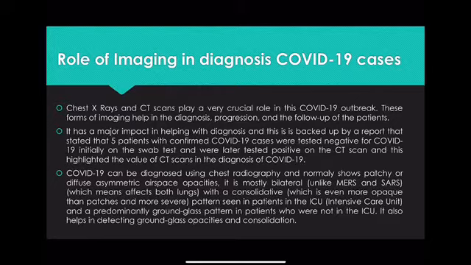and this highlighted the value of CT scans in the diagnosis of COVID 19. COVID 19 can also be diagnosed using a chest radiography and normally shows patchy or diffuse asymmetric airspace opacities. It is mostly bilateral, unlike MERS and SARS. Bilateral means that it affects both lungs with a consolidative, which is even more opaque than patches and more severe, of course, pattern seen in patients in the ICU, which is the intensive care unit, and a predominantly ground glass pattern in patients who were not in the ICU. It also helps in detecting the ground glass opacities and consolidation.